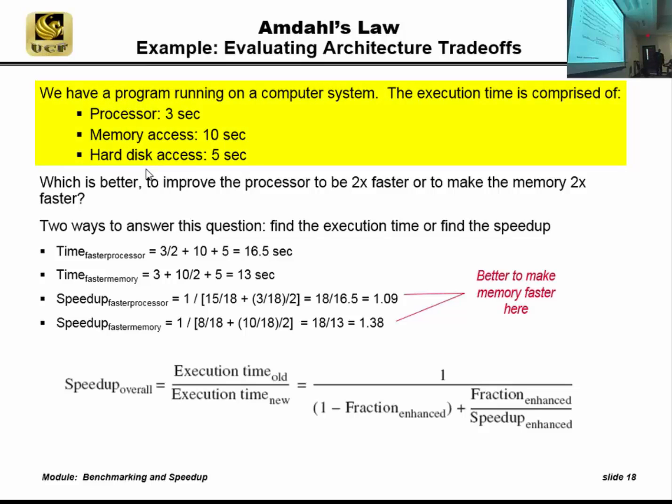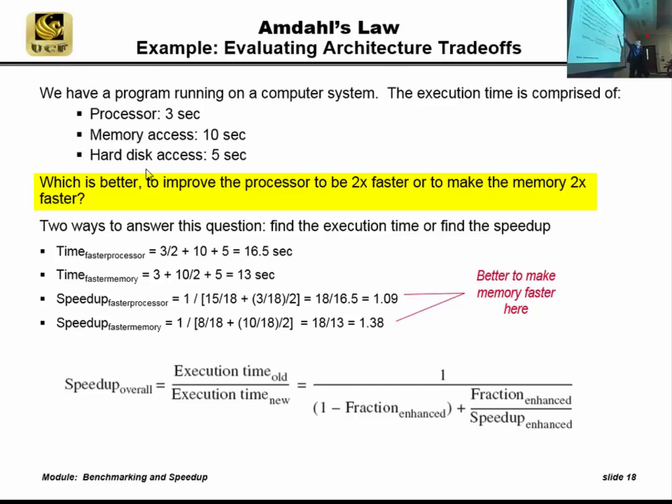Here's another example. We have 3 components of execution time: 3 seconds, 10 seconds, 5 seconds. Again, it's the same problem we had before. Now, what's better? To improve the processor to be 2 times faster, or, it's exclusive or, cookies or ice cream, right? Not both. Or make the memory 2 times faster. Suppose they're equal cost.